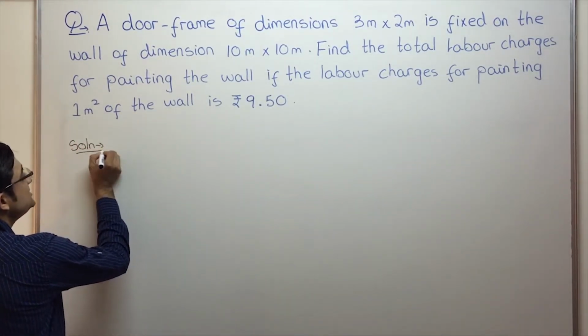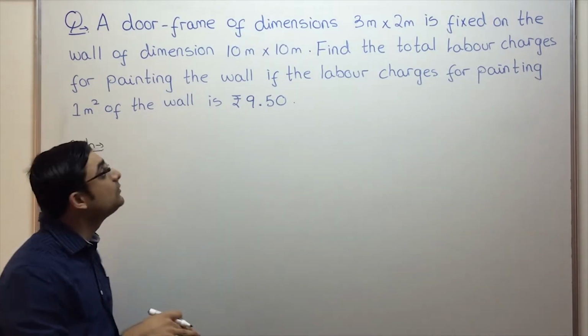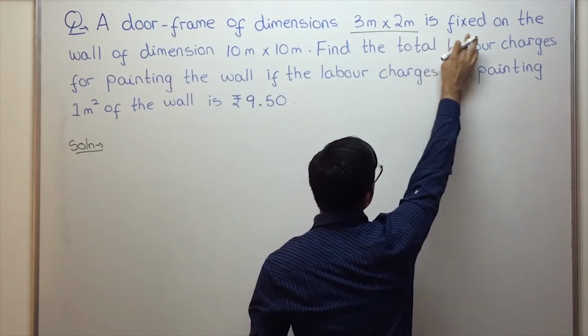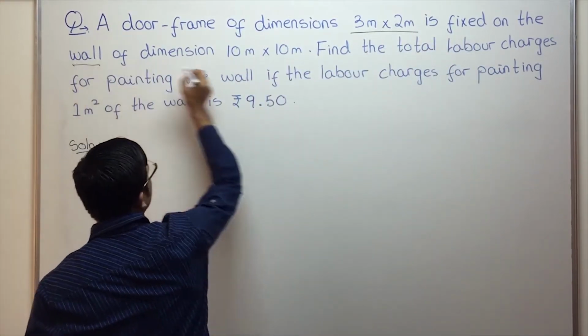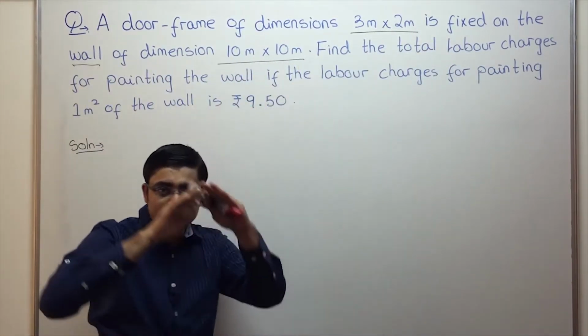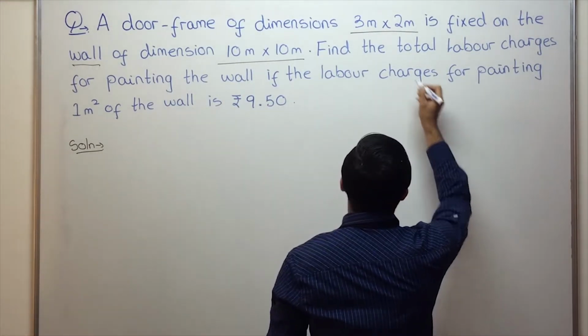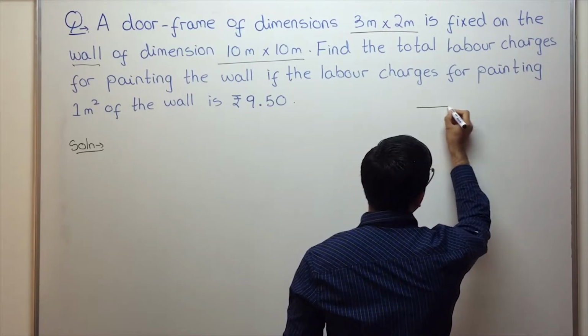So see, the first step is always draw your figure. So see what is given to us. There's a door frame of dimensions 3 meters by 2 meters. It is fixed on a wall of dimension 10 meters by 10 meters. So on a wall, we have a door. So let's first draw the wall. It is 10 meters by 10 meters, so basically in the shape of a square.